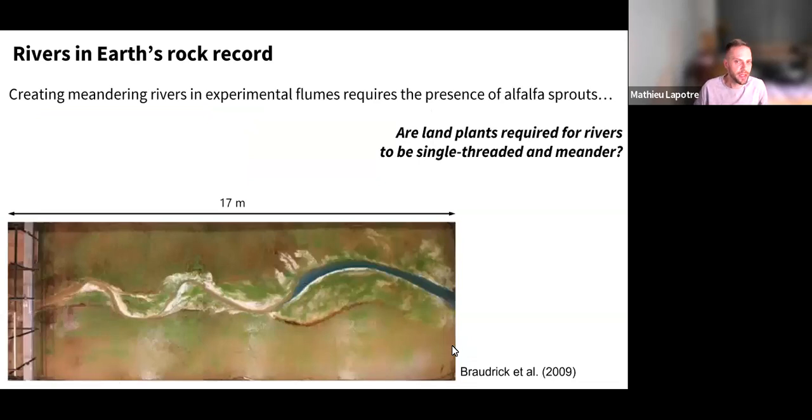And in addition, many scientists have attempted to make rivers meander in the lab. And to this date, very few actually succeeded. Mainly those who did succeed did so by seeding their flume with alfalfa sprouts. So some go as far as saying that plants are required for rivers to meander, and that could potentially explain the transition that we see in the rock record.